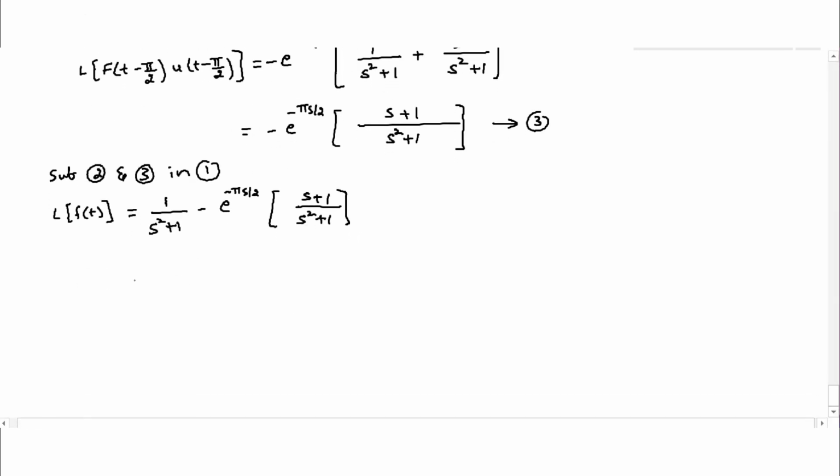Now once again if you check, the denominator is common. So you can take the LCM over here. Taking the LCM as s square plus 1, you will be left with 1 in the first term, and in the second term e power of minus π s by 2 into (s plus 1). So that will be the required solution.